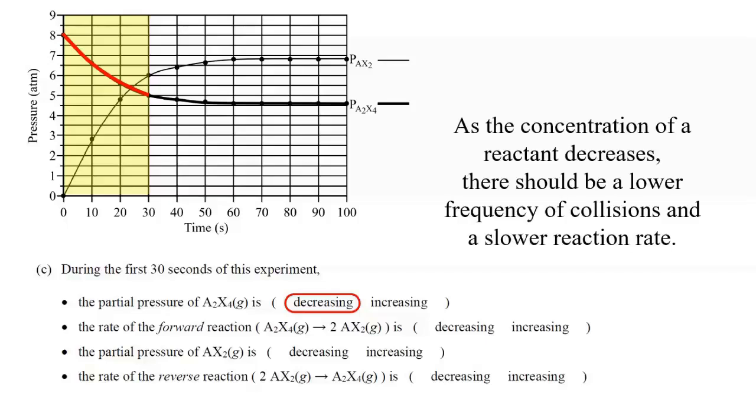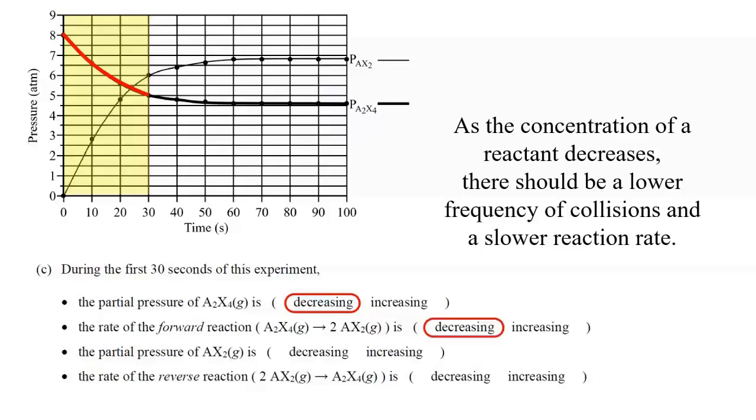Well, since we know that the partial pressure of A2X4 is decreasing, that means that the concentration of that chemical is decreasing in the reaction vessel. So as the concentration of a reactant decreases, there should be a lower frequency of collisions and a slower reaction rate. So the rate of the forward reaction is decreasing in this 30-second interval.